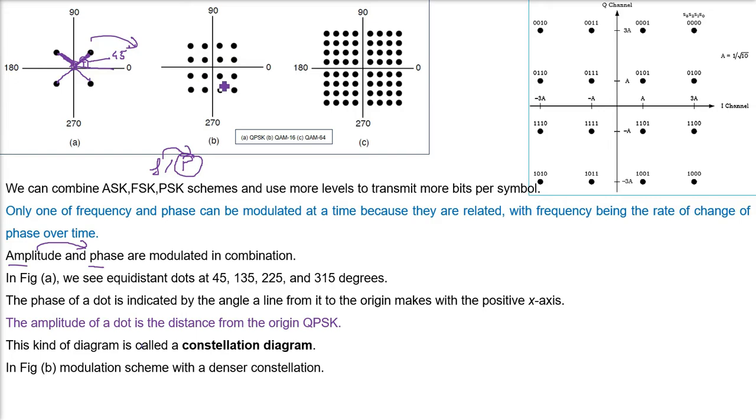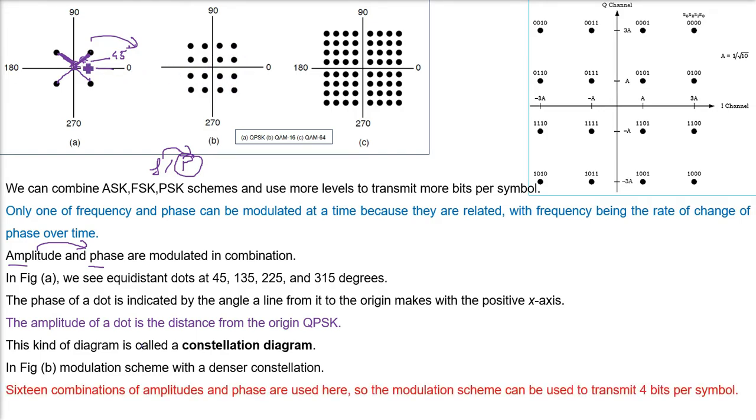So now in A you see 4 dots, in B you see how many dots? 16. So as I said, here 2 to the power 2 is 4, so at the same time you can send 2 bits per symbol: 00, 01, 11, 10. In this, 2 to the power 4 is 16, you can send 4 bits at a time per symbol, like 0100 you can send, 1110 you can send.